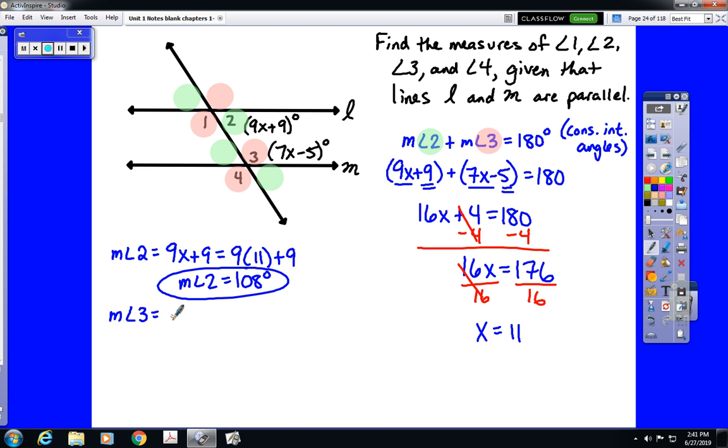So let's see. That would be 7x minus 5, or 7 times 11 minus 5, meaning that the measure of angle 3 would be 72 degrees. Perfect. That works out because 108 and 72 add up to 180.